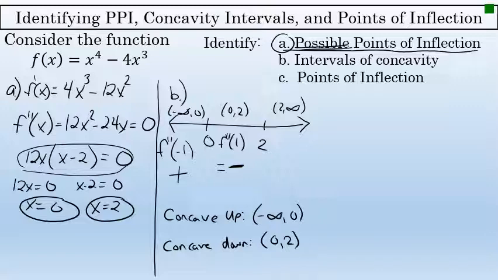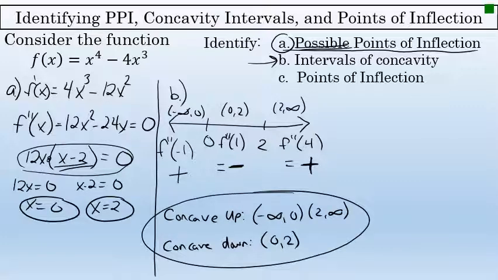How about from 2 to infinity? Well, I can pick any value from 2 to infinity. It doesn't matter what number I pick. I'll choose a 4. 12 times 4 is positive. It's 48, but that's not super important. If I just know that it's positive and that's being multiplied by x minus 2, 4 minus 2 is also positive. A positive times a positive is a positive number. That's enough information to tell me that this function's graph is concave up from 2 to infinity. So the intervals of concavity, it's concave up from negative infinity to 0 and from 2 to infinity. It's concave down from 0 to 2.